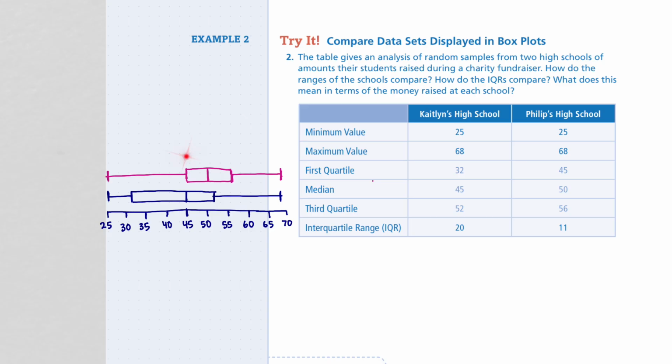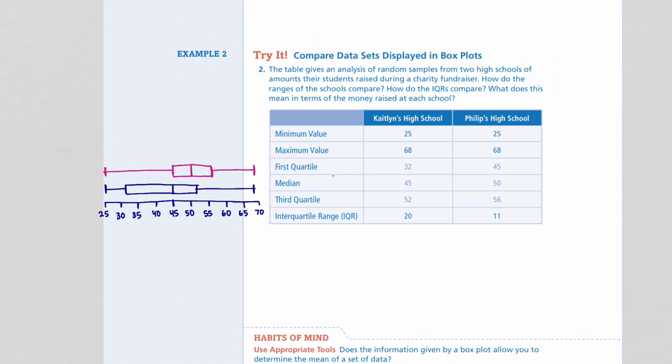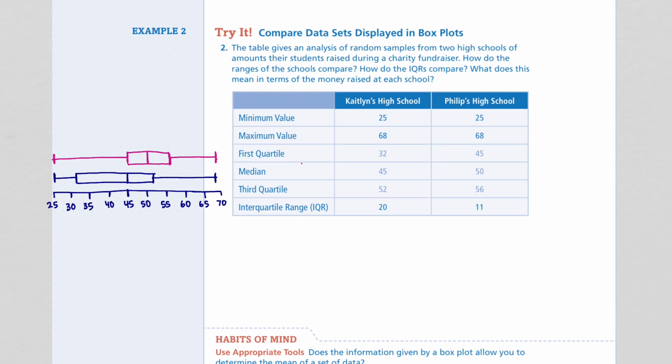So when we compare these, I can see that 75% of the students in Phillips High School collected more than $45 each. While in Caitlin's High School, half of the students collected less than $45, while the other half collected more than $45. So let's start doing some of these comparisons. It says, how do the ranges of the 2 schools compare? Since both schools have the same maximum and the same minimum, the range is the same for both.